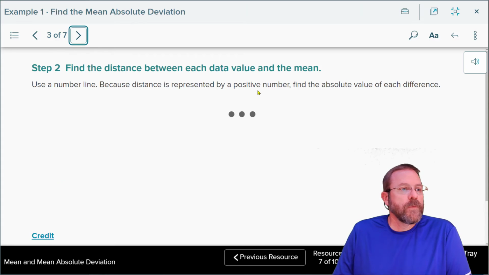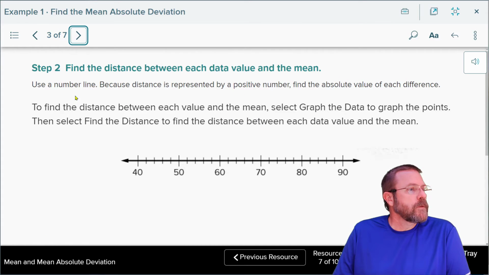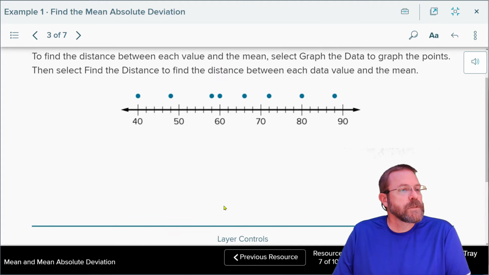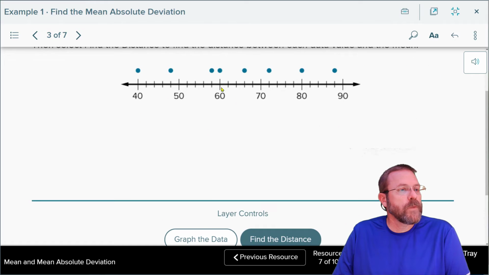Next, we're going to put that on a graph. It says to graph the data points, and then find the distance between each data value and the mean. So first thing we're going to do is graph the data points. So here's all your data points, and the mean we said was 64, so that mean is going to be located right about here. I believe it's going to be our 64 point.